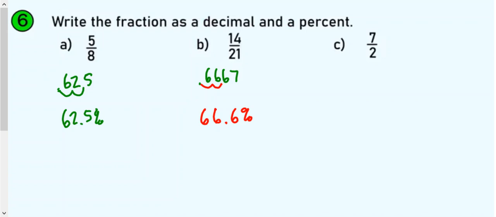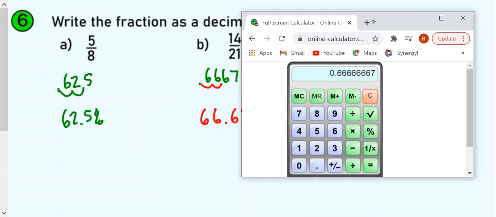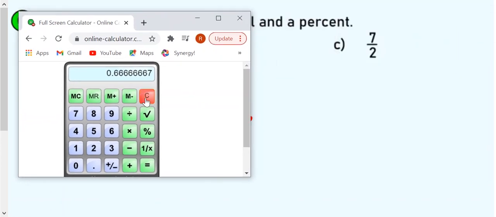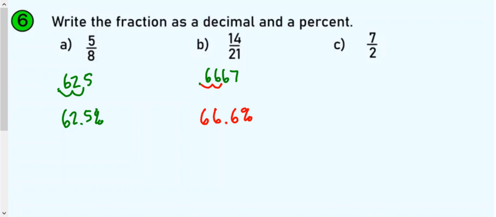All right, last example here. We have 7 divided by 2, 3.5. So we get 3.5 as our decimal. And now we need to move it 2 places to the right. So we will go 1, 2. We can add a 0 there, and we get 350%.